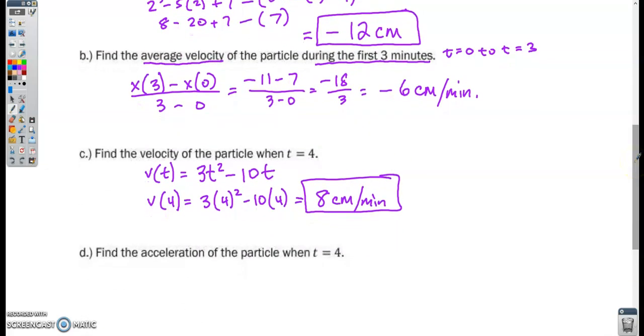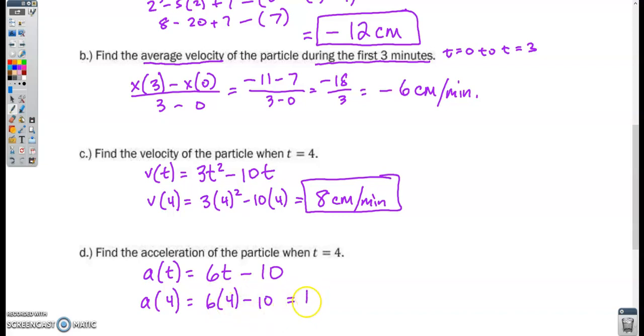Part D, acceleration of the particle when t is equal to 4. So we're first going to find the acceleration function just by taking the derivative of the velocity function. And so then the acceleration at time 4 is 6 times 4 minus 10. It's equal to 14 centimeters per minute per minute. And there's my acceleration at time 4.